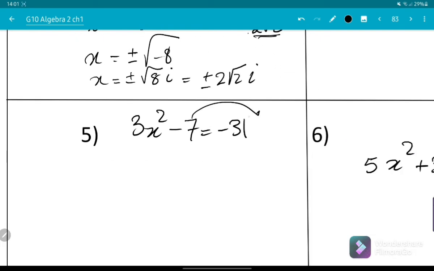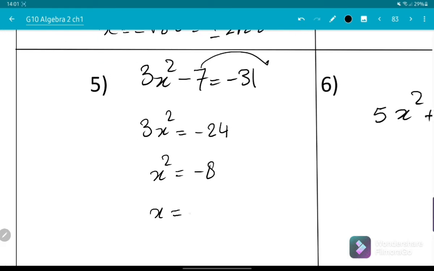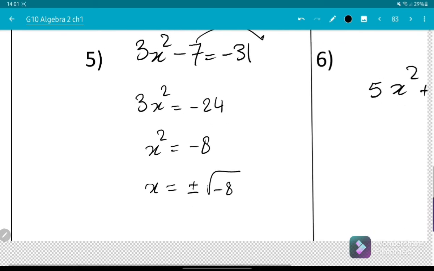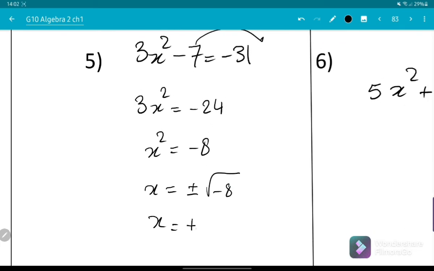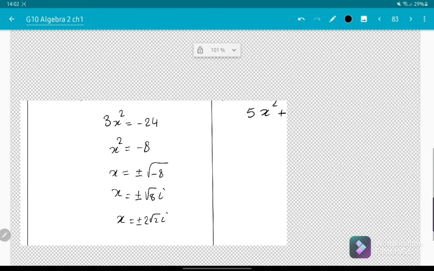This one, send this to the right side, 3x squared equals negative 24. Divide by 3, x squared equals negative 8. x will be positive or negative square root of negative 8. Take the negative outside, it will be positive or negative root 8 i, and we will do the same to be 2 root 2 i.